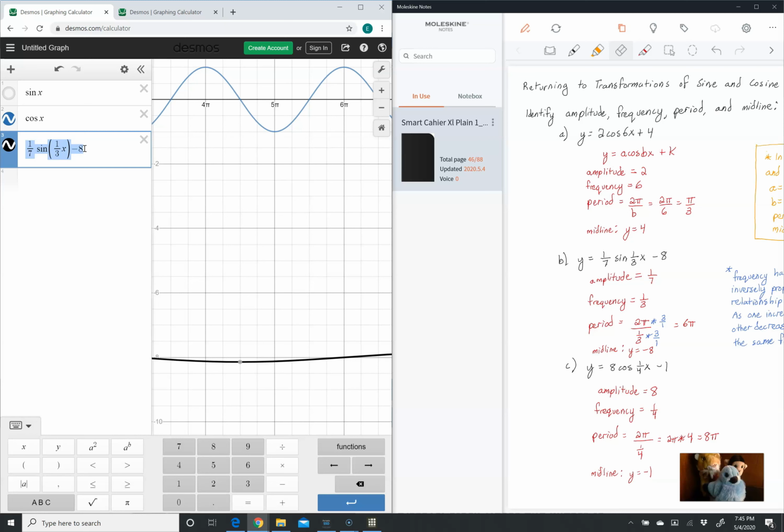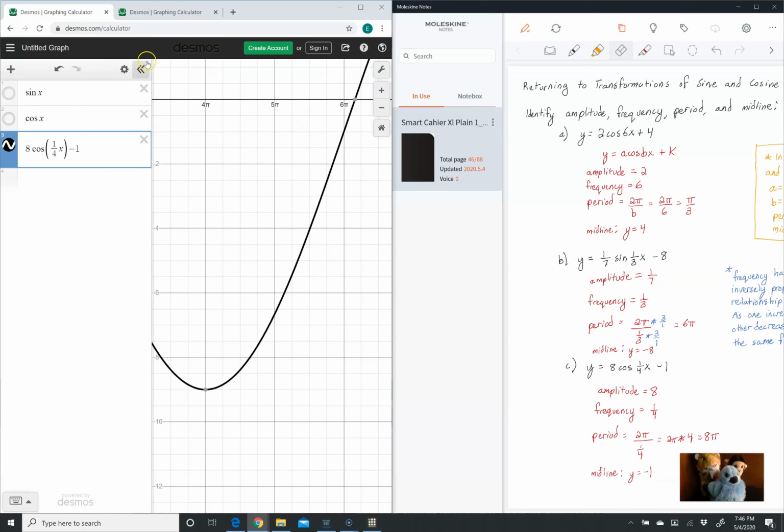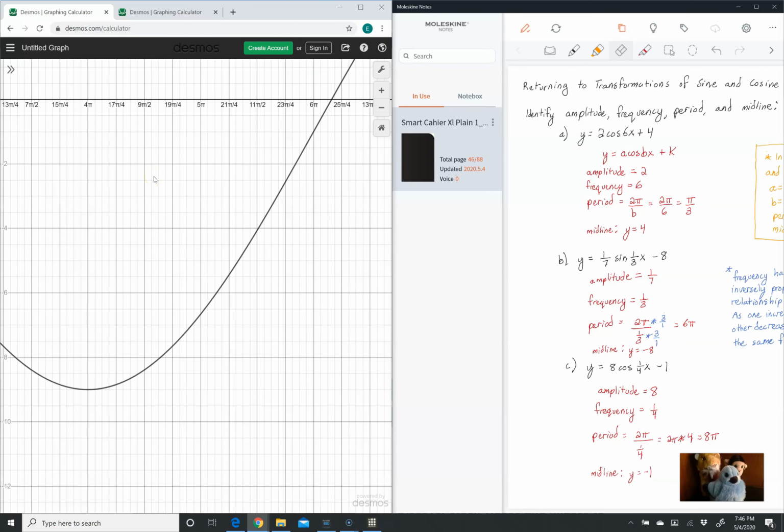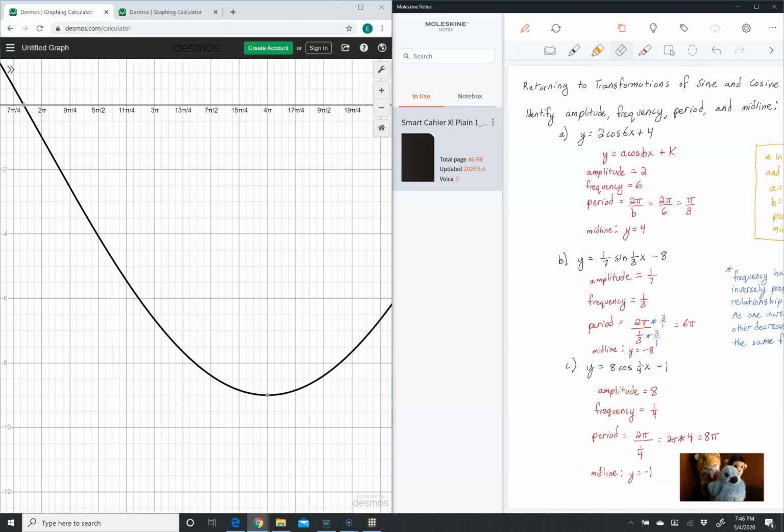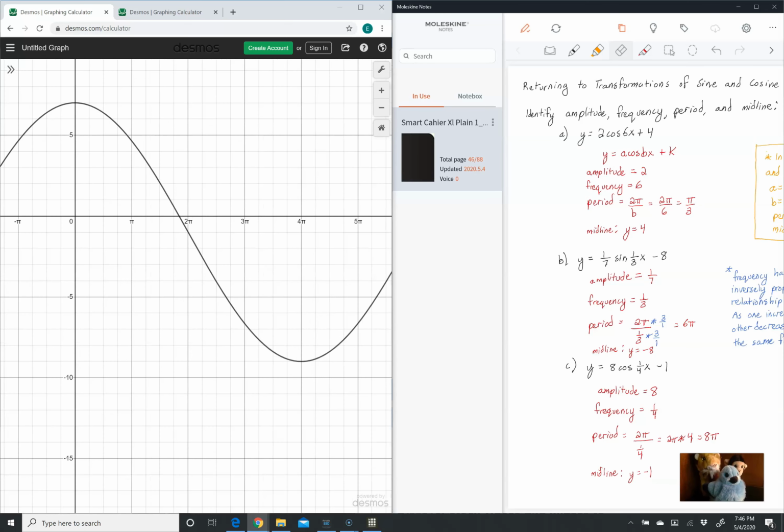So this one is 8 cosine of 1/4 x minus 1. Okay, let's move this over. Okay, so here, where's the midline? Well, the midline is now at -1. Okay, that's the center. This goes up to 6. This goes down to -9.